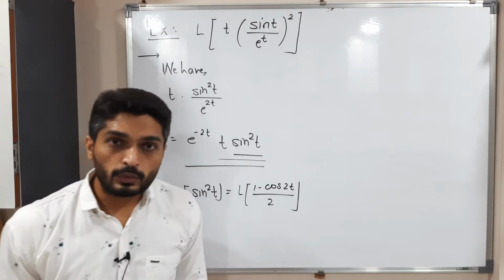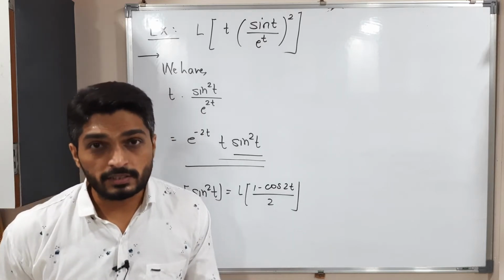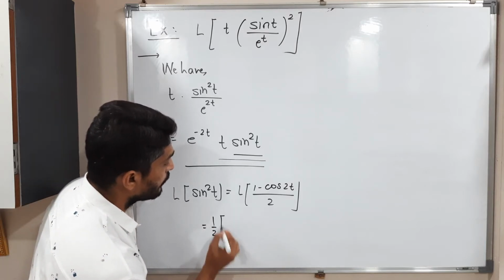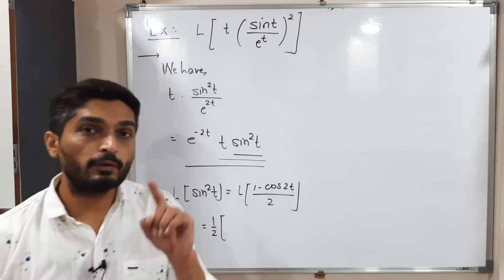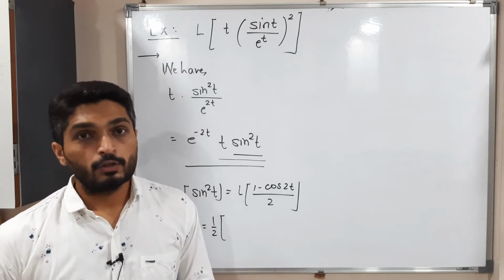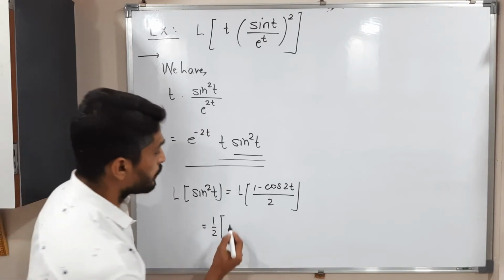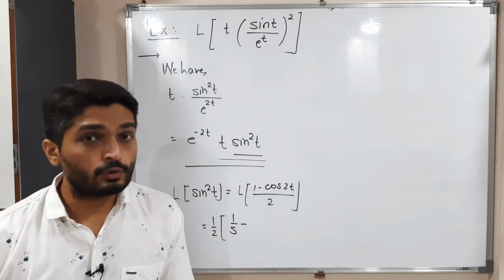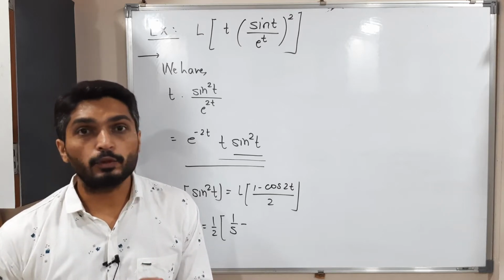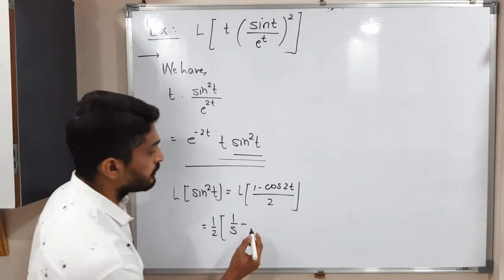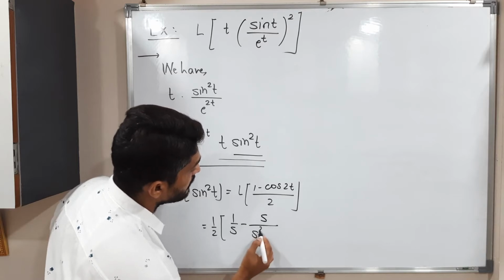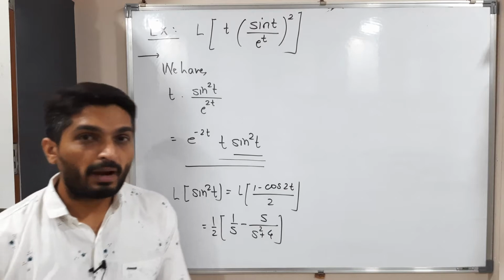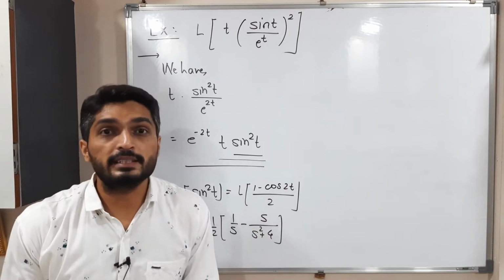So 1 by 2 is a common denominator and it is a constant, so you can take it outside. So this is equal to 1 by 2, and in the bracket you will have simply 1 and cos 2t. So 1 is there, whose Laplace is 1 by s, minus cos 2t, whose Laplace you know: for cos at, it is s upon s square plus a square. So by formula its Laplace will be s upon s square plus 4, since 2 square is 4. The minus sign was there, so that's why we took separate Laplace.